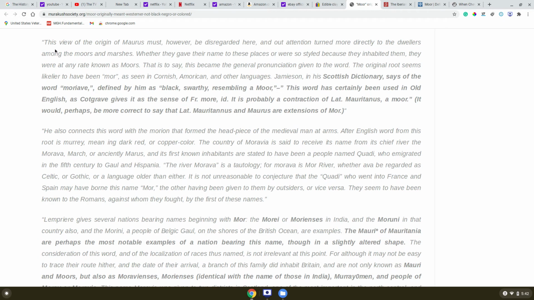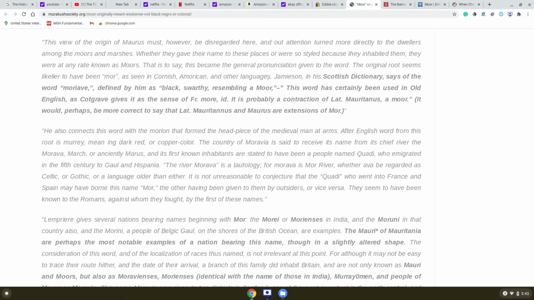Okay, here's something else. This view of the origin of Mars must, however, be disregarded here, and our attention turned more directly to the dwellers among the moors and marshes, whether they gave their name to these places or were so styled because they inhabited them. They were at any rate known as Moors. So that is to say, this became the general pronunciation given to the word. The original root seems likelier to have been Mor, M-O-R, as seen in Cornish, Armorican, and other languages. I don't know what that language is.